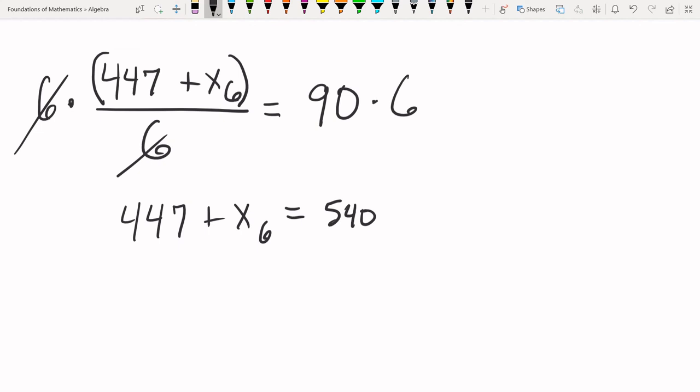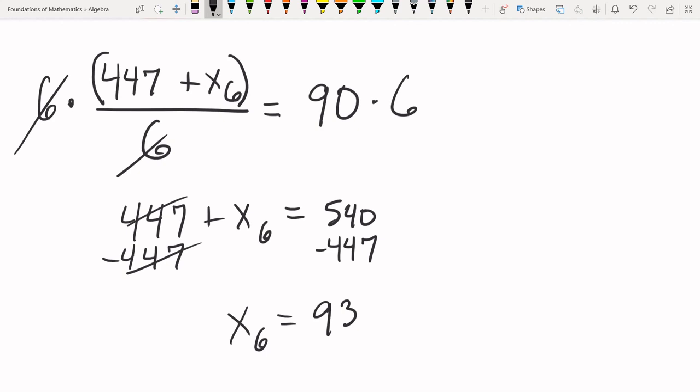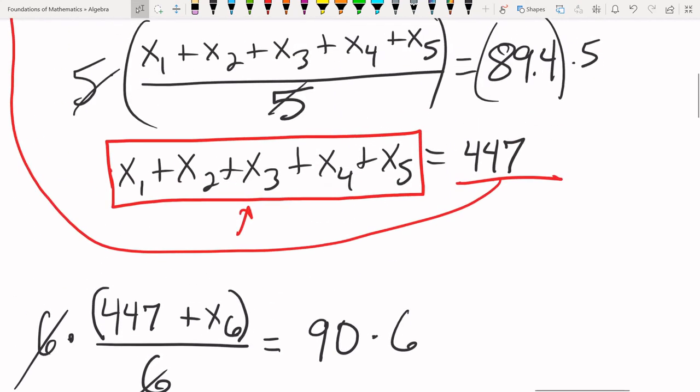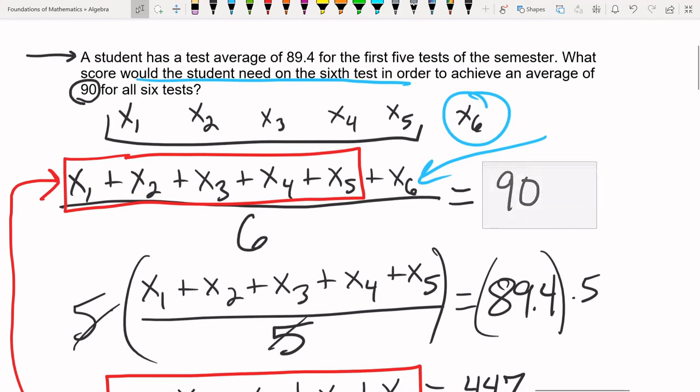Now this is actually a one-step equation. It's not two-step. So we can actually just subtract 447 to both sides. 540 minus 447 gives me 93. That means the sixth test needs to have a 93. If it does, then all of the averages will give a 90 at the end of the semester.